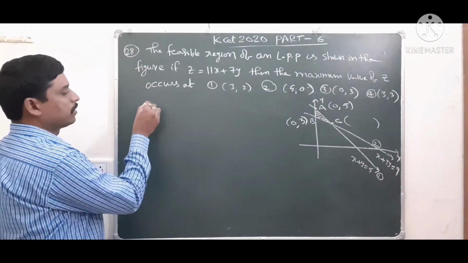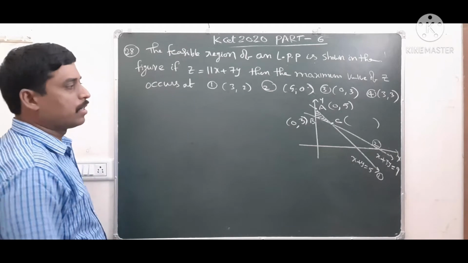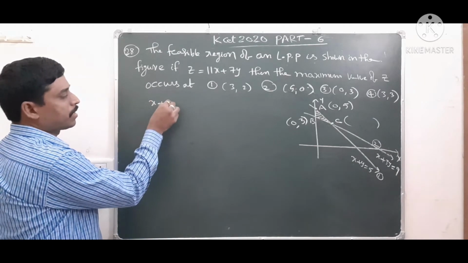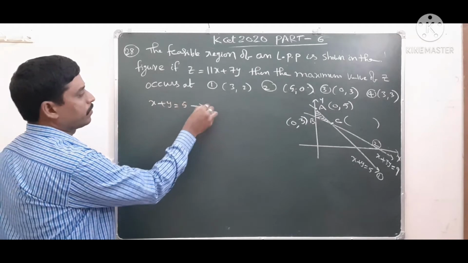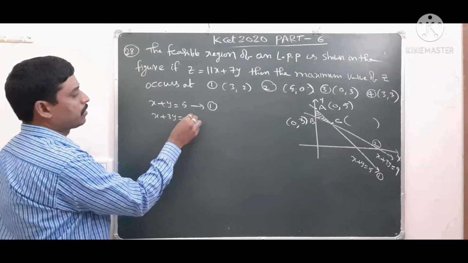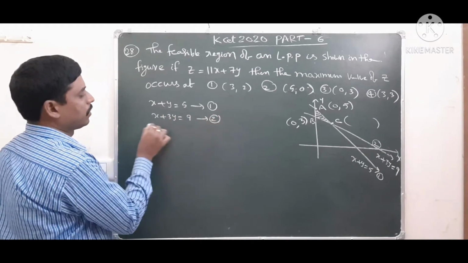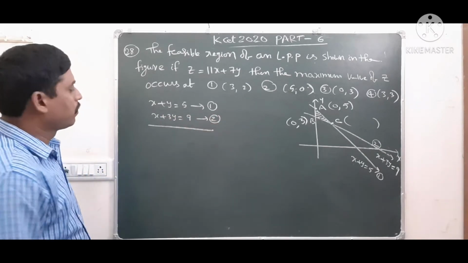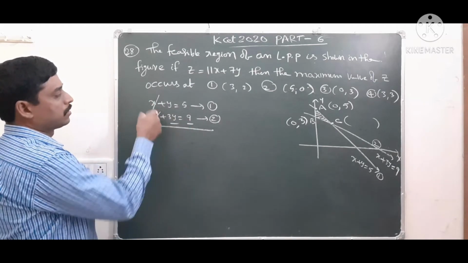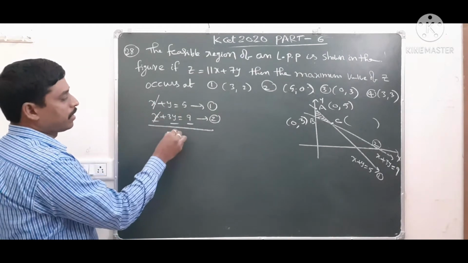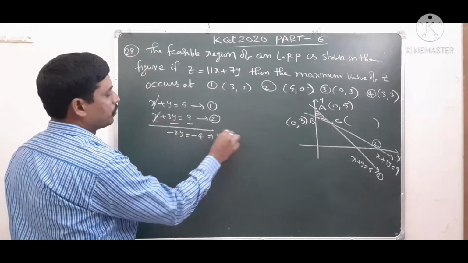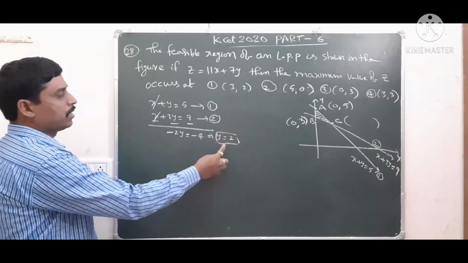Now we have to find the point of intersection of equation 1 and equation 2. Equation 1 is x plus y is equal to 5, as given in the diagram. Equation 2 is x plus 3y is equal to 9. By the elimination method, we find the x and y values. Subtracting, minus 2y is equal to minus 4. Now we get y is equal to 2.